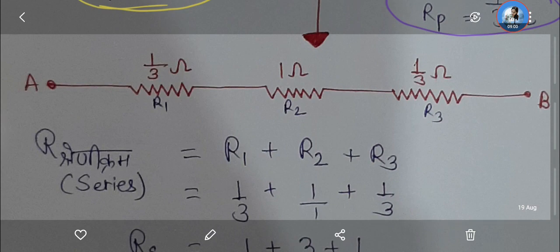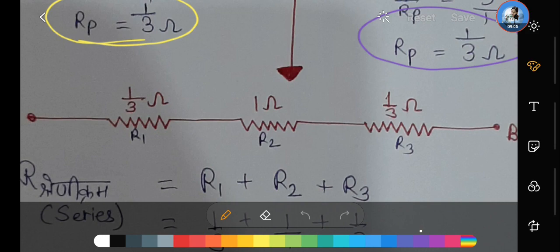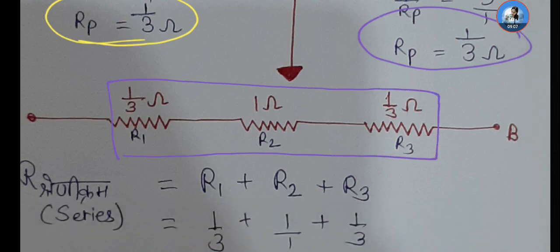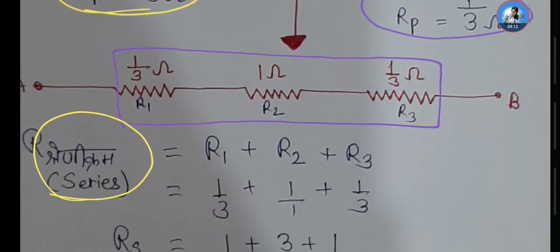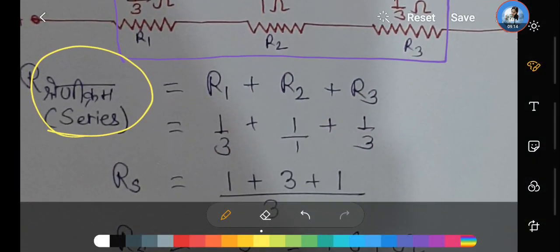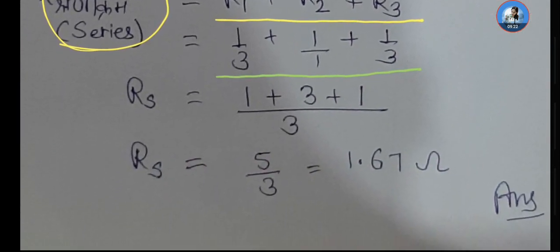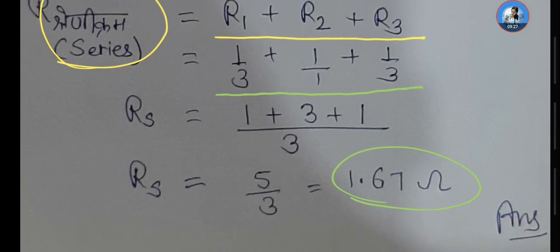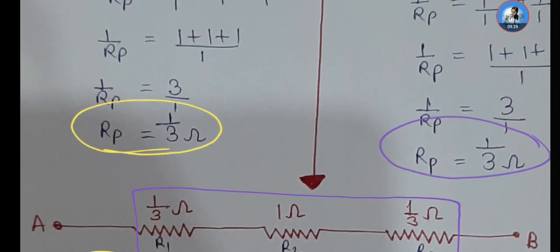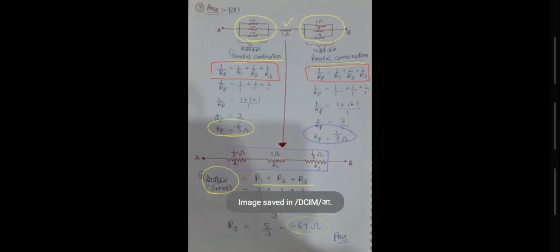Now your new diagram is like that. This is our new diagram here, and here all the resistances are in series. And what is the formula of series, students? R1 plus R2 plus R3. It means 1 by 3 plus 1 plus 1 by 3. So total resistance in series is 1.67 ohm. Okay, students, this is the first part, the A diagram of the third question. Let's move to the second part of the third question.